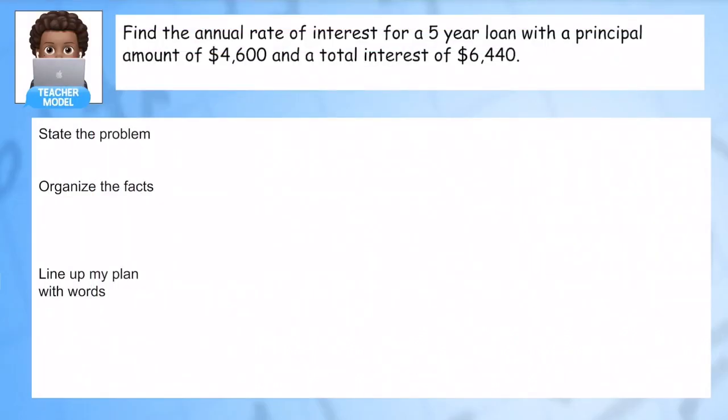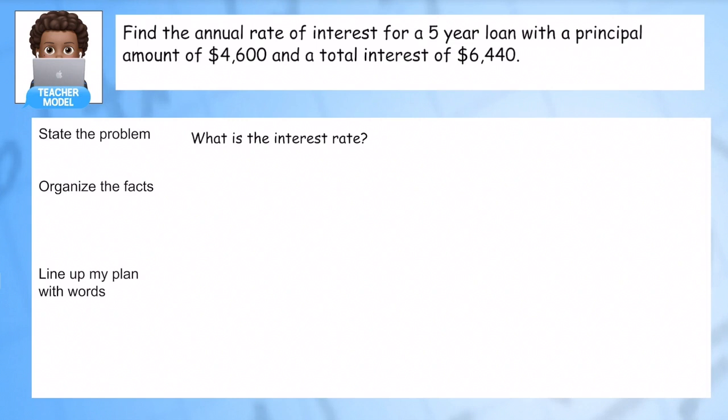Let's jump into our first problem. Find the annual rate of interest for a 5-year loan with a principal amount of $4,600 and a total interest of $6,440. So what are they asking us? They're asking us pretty much, what's the interest rate? What was the percentage that a person is agreeing to pay for borrowing this money for 5 years?